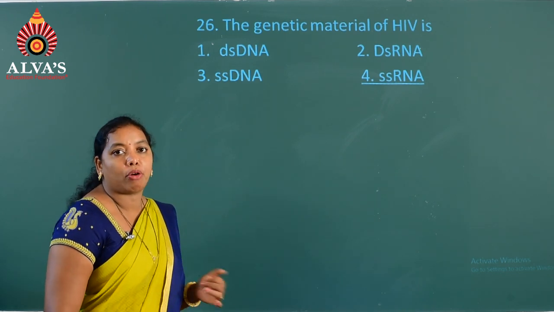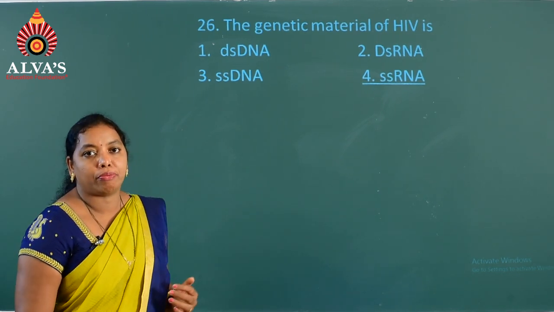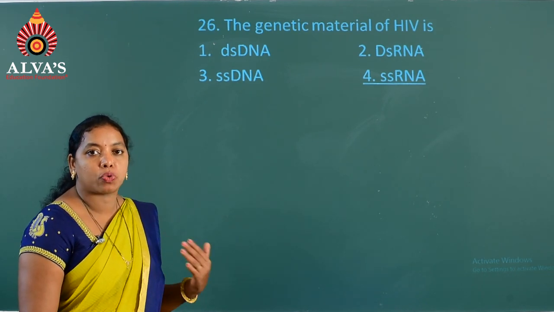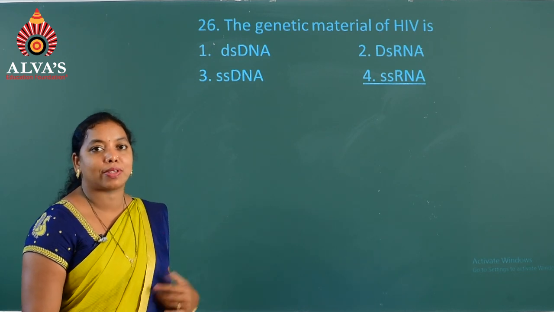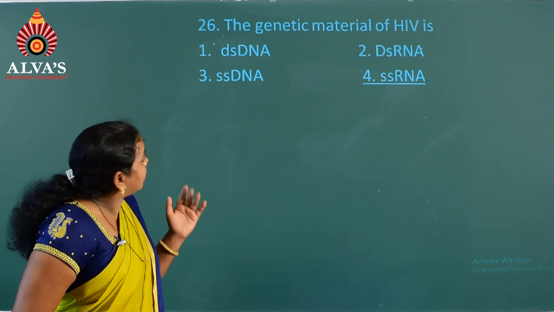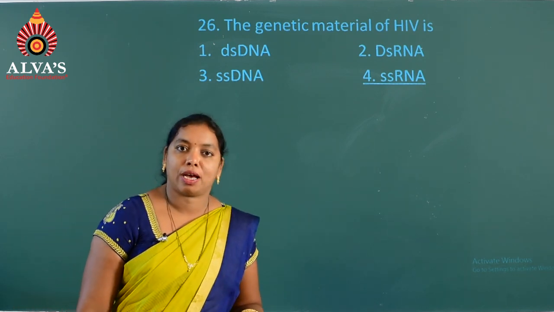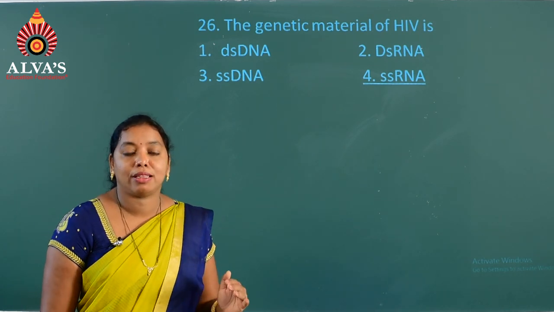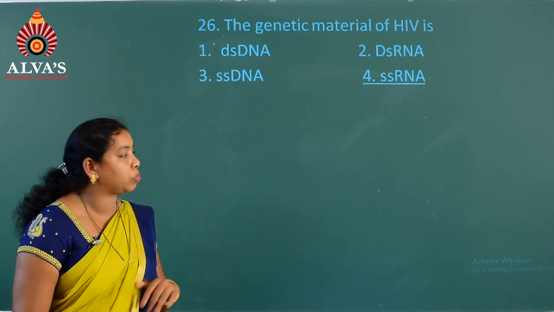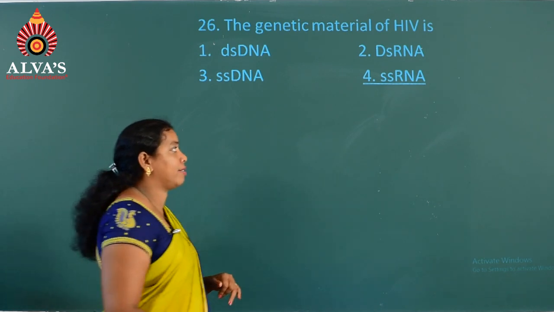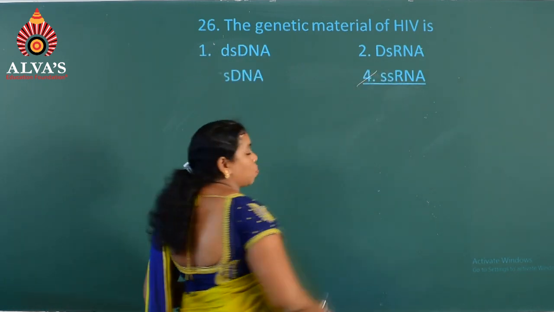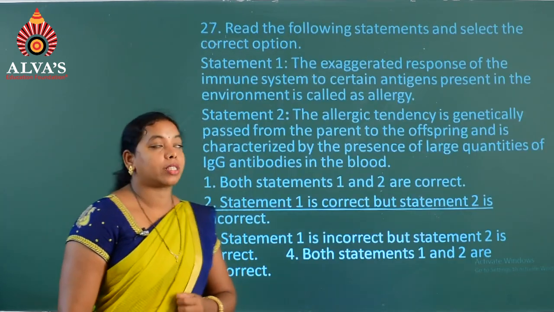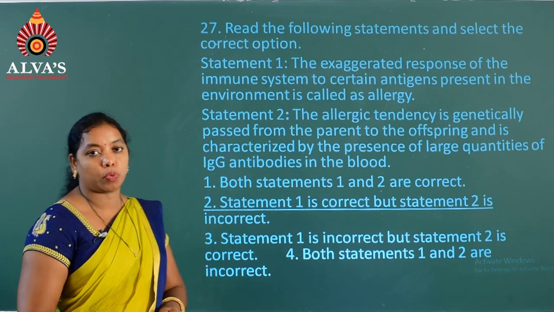The next question is 26. The genetic material of HIV. HIV full form is human immunodeficiency virus, which belongs to the retrovirus group, which causes the disease AIDS. And here the genetic material is generally RNA, and the RNA that we can see in that virus is of the fourth option, that is ssRNA, single stranded RNA. So that is why option 4 is the right answer for question number 26. Discuss about the next question, that is the 27th question.